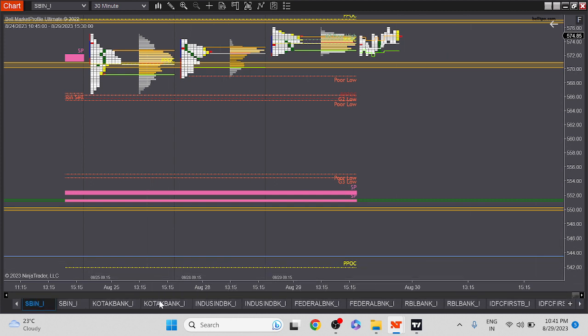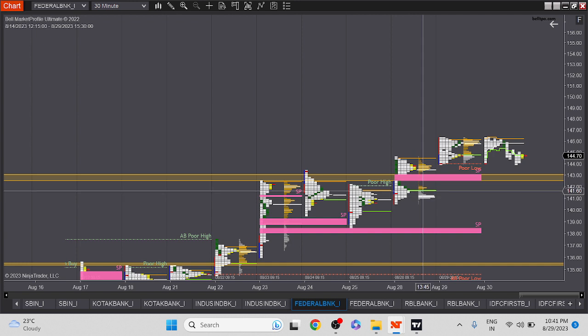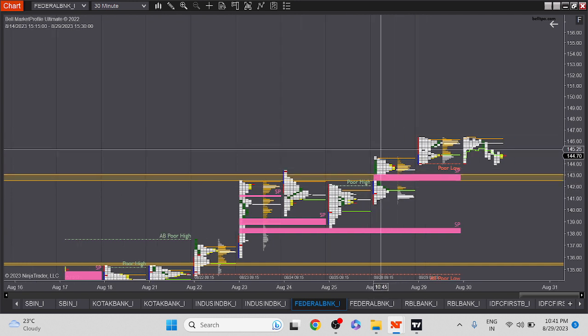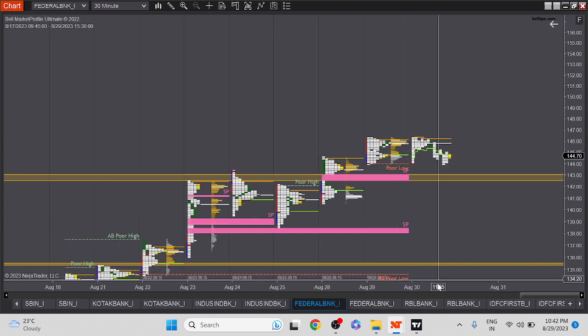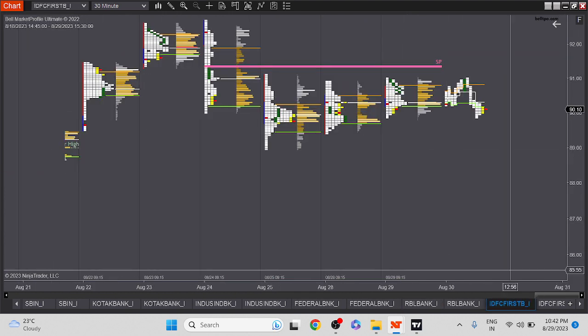I think a few stocks that we discussed, like Federal Bank. I think Federal Bank opened up, but was not able to sustain. But overall, sideways momentum. But still, the view is the same as Federal Bank is well above the levels. RBL Bank is completely sideways.